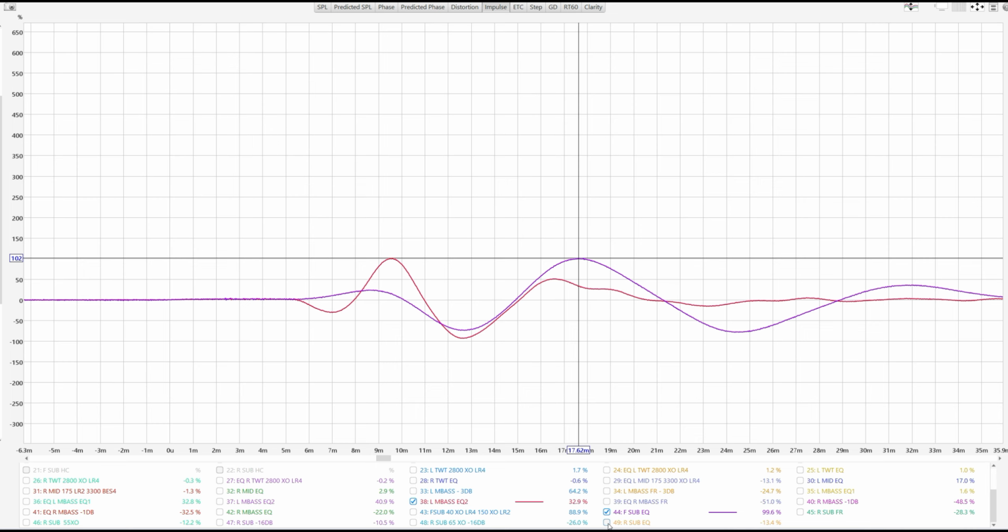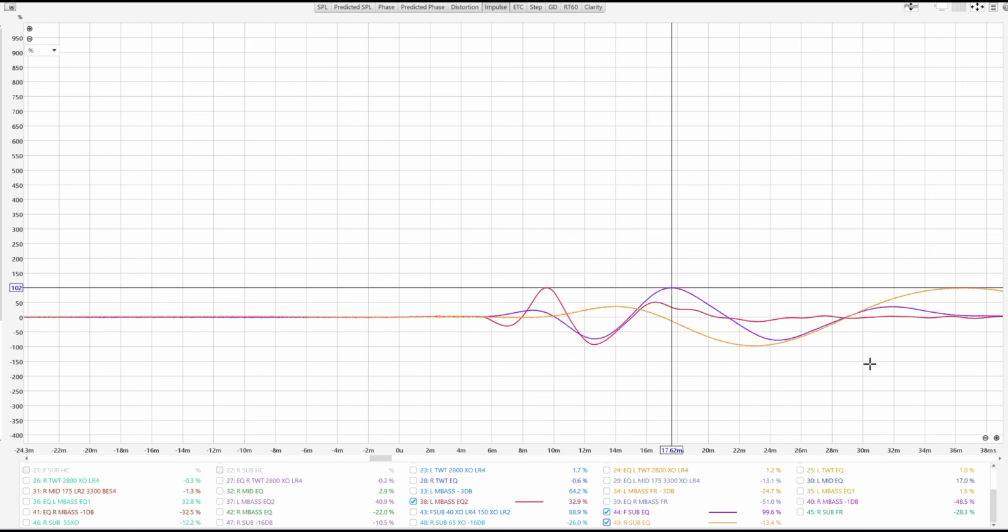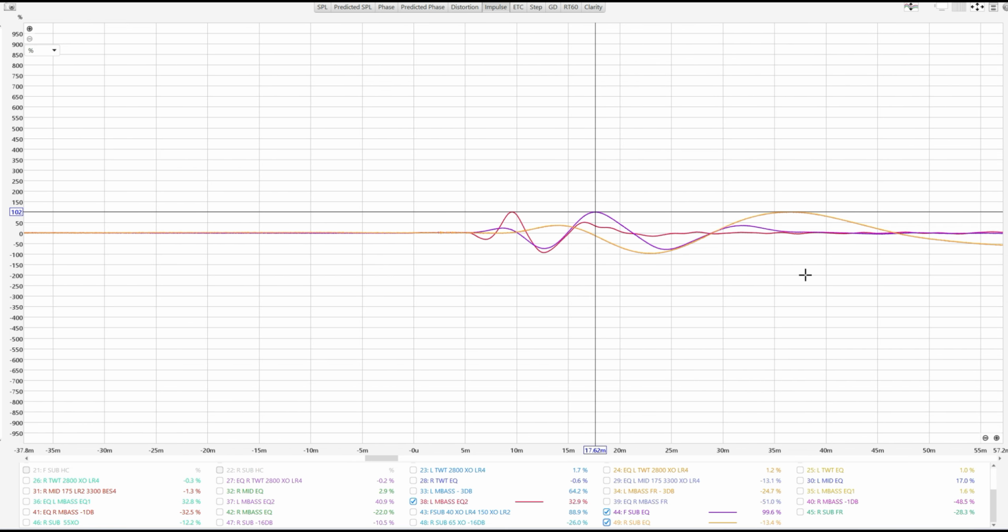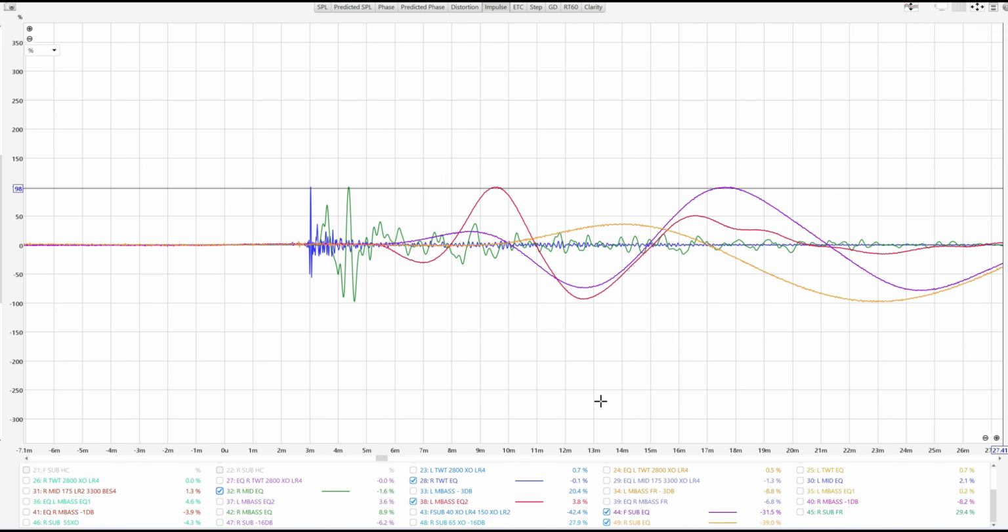And then same when we bring on the rear sub. Bring on the rear sub, and we've even got to scroll out even further to see it. And there's the peak there. So as I said, measuring these low frequency type of drivers, compared to your mids and tweeters, which have very distinct impulse responses, it's very hard to time align them.